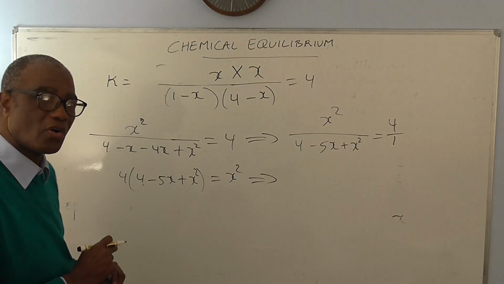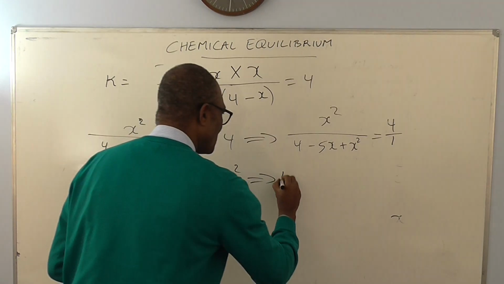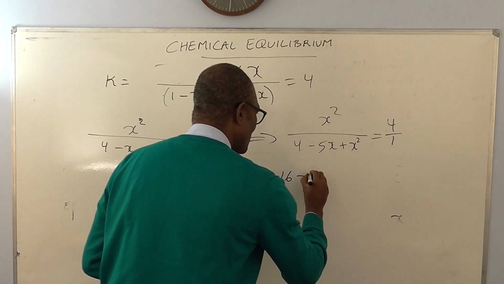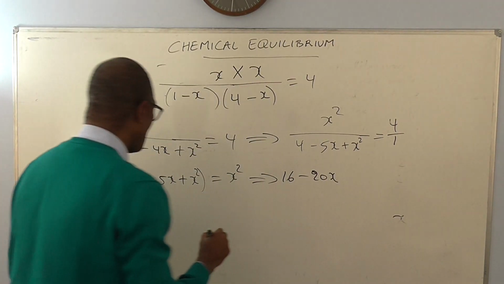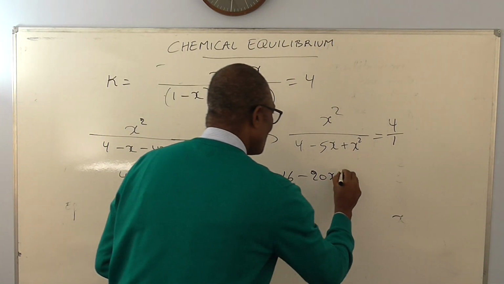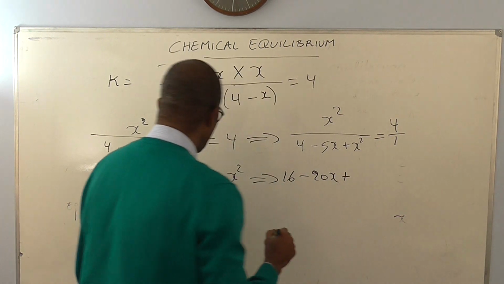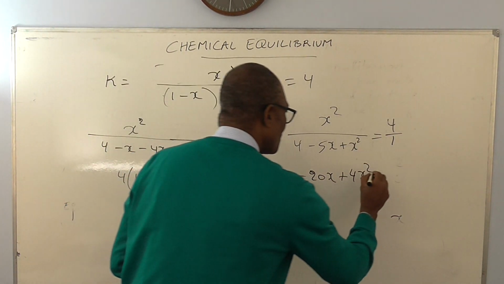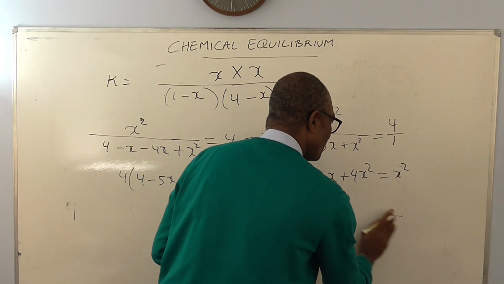And from there, I continue. 4 multiplied by 4, we get what? 16. 4 multiplied by 5x, I get minus 20x. 4 multiplied by x squared, I get 4x squared. And that equals x squared.